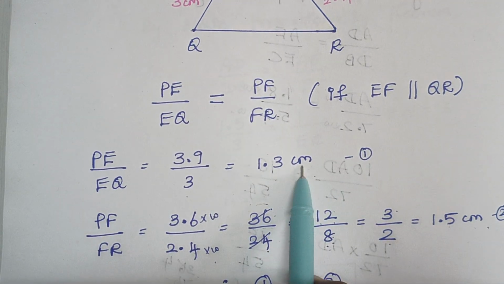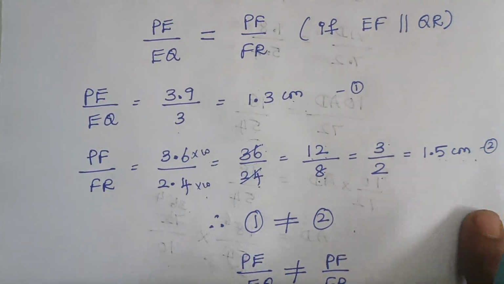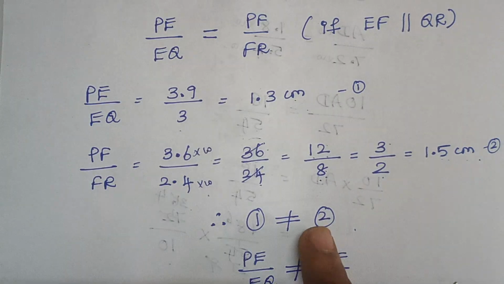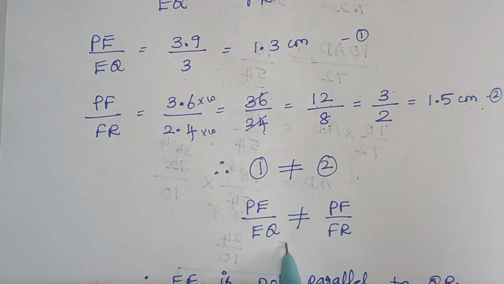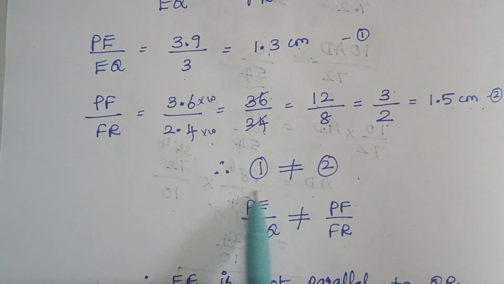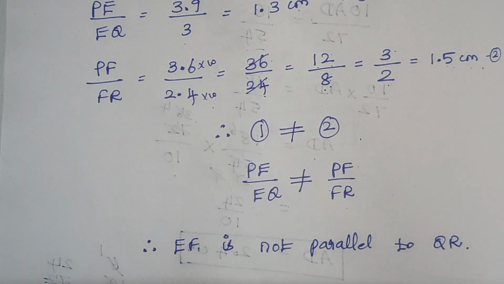So here it is 1.3 and here it is 1.5. So you see, make this as equation 2. So 1 is not equal to 2. Therefore PE by EQ is not equal to PF by FR. That is, the ratio is not same. Therefore EF is not parallel to QR. Right? If the ratios are equal, then we can declare that EF is parallel to QR.